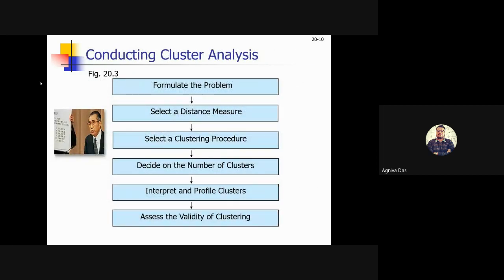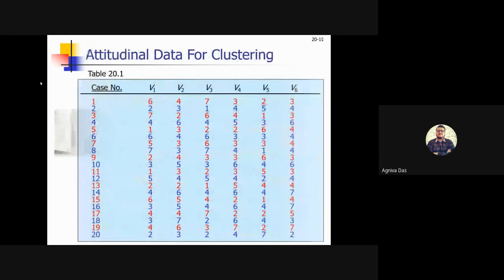Now, how to conduct cluster analysis? The first thing that you need to do is to formulate the problem. Then we select a distance measure. Then we select a clustering procedure. Then we decide on the number of clusters. And finally, we interpret and profile the clusters, and then assess the validity.